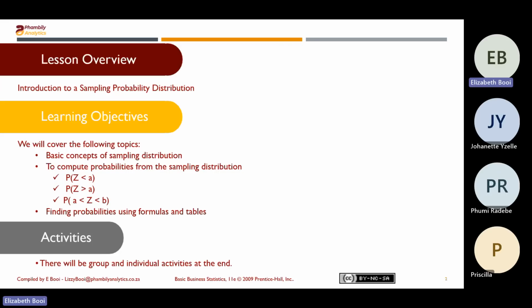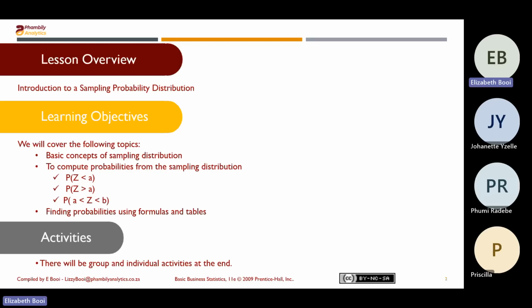By the end of the session today, you should learn the basic concepts of sampling distribution. You should learn how to find the probabilities of a sampling distribution using the formula as well as the table to go find the probabilities on the table. And the same rules still apply.